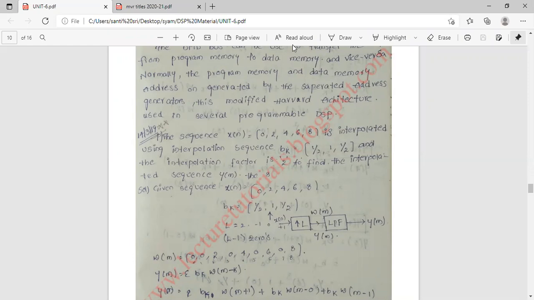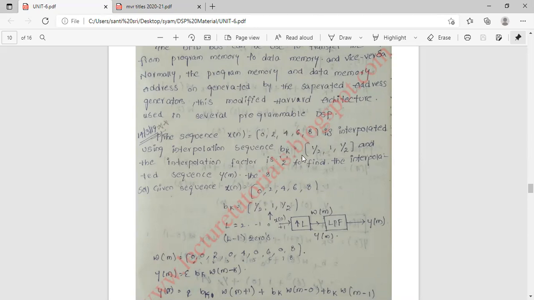To find the interpolated sequence, we have to find y of m. Here, x of n is given as 0 2 4 6 8. It means that this is x of 0, x of 1 is 1, x of 2 is 2, x of 4 is 4, x of 6 is 6, and x of 8 is 8, right?